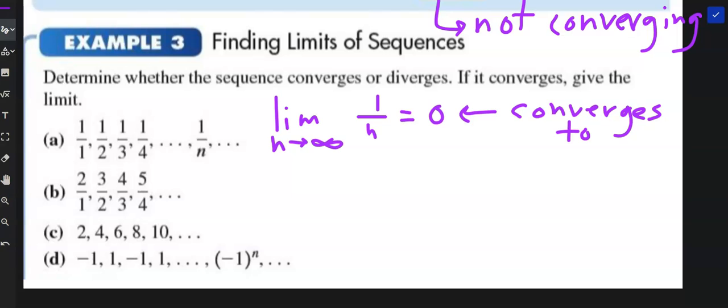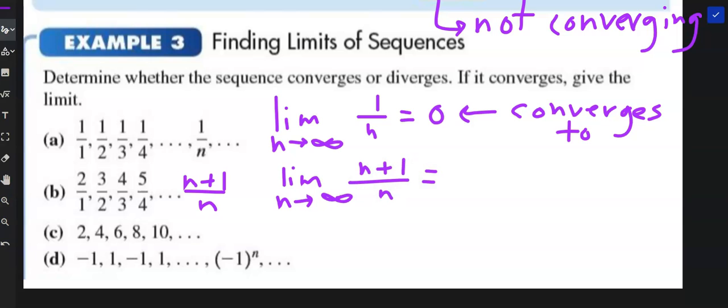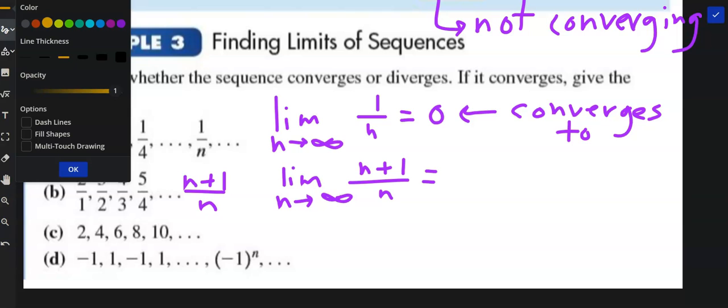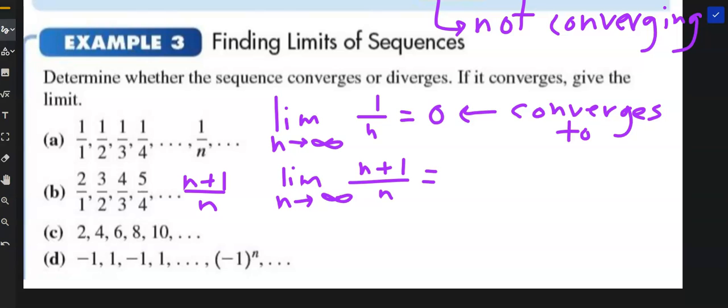What about the next one? 2 over 1, 3 over 2, 4 over 3, 5 over 4. If you really needed a formula, it would be n plus 1 over n. What is the limit of that thing? Is it 1? Is this thing over time getting closer and closer to the number 1? You got 2 over 1, you got 1.5, you got 1.3 repeating, you got 1.25, 1.2.